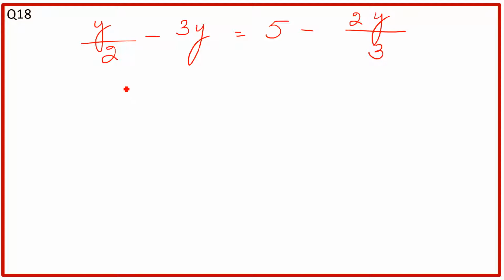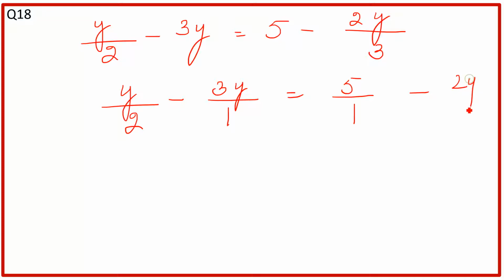I will write down this question here one more time, because see here there is no denominator. 3 over y, it means it's 1. Same thing, 5 numerator, there is no denominator, just divided by 1, it means 1. And this question is in the form of fraction.